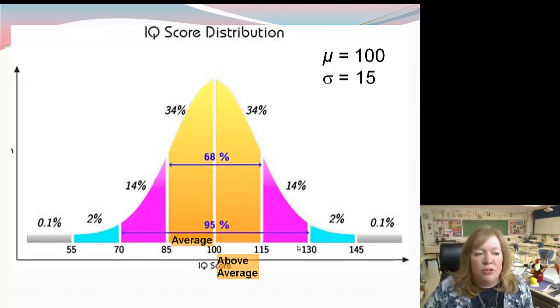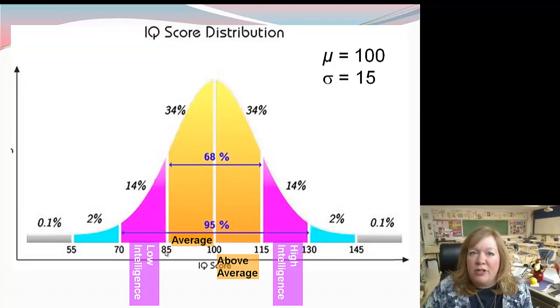Then as you move outward 2 standard deviations, 14% of the population would have an IQ between 115 and 130. This is high intelligence on this side, and its counterpart is low intelligence over here. If you score below an 85 on an IQ test, that's not necessarily good, but you can still have a nice life. Between those two, 95% of our population falls between 70 and 130 on the IQ test. That's what this normal curve means. You can do things with the percentages, like figure out how many people that is, and so on.